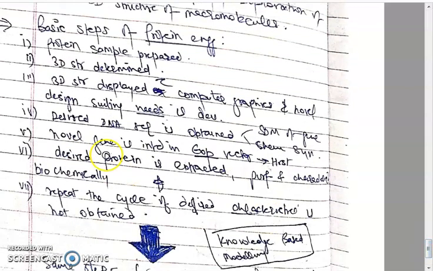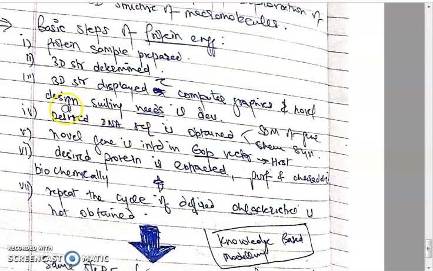These are the basic steps of protein engineering. First, the protein sample is extracted or prepared from the concerned tissue. Then its 3D structure is determined using X-ray crystallography or NMR, nuclear magnetic resonance. Then that 3D structure is displayed with the help of computer graphics and designing tools, and using the same tools we alter the 3D structure to suit our needs. For example, if we are designing a drug, we will design the kind of drug that fits better to the ligand or the target molecule. So there is a change in design.